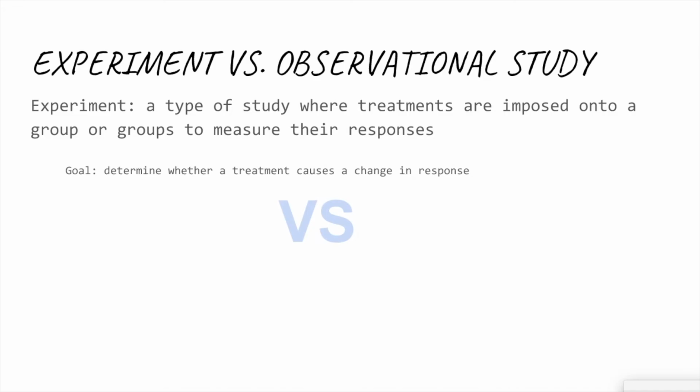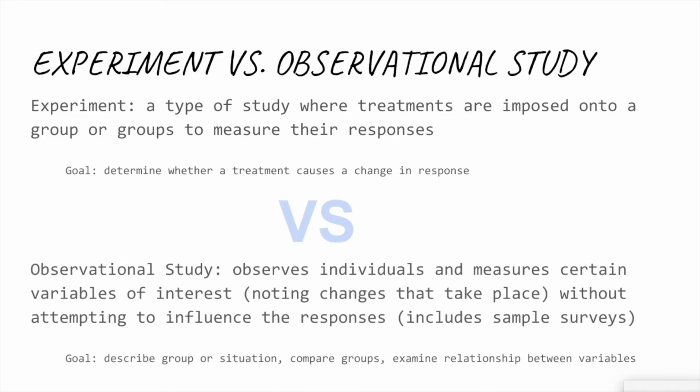On the other hand, observational studies only involve observing a group over a period of time and noting the changes that take place. They are used to describe some group or situation, compare and contrast groups, or examine relationships between variables. Being able to differentiate between an experiment and an observational study is crucial for the AP exam. A study that involves changes or treatments is likely an experiment, and one that doesn't is likely an observational study. This is the simplest and most accurate explanation for why a scenario is one or the other.